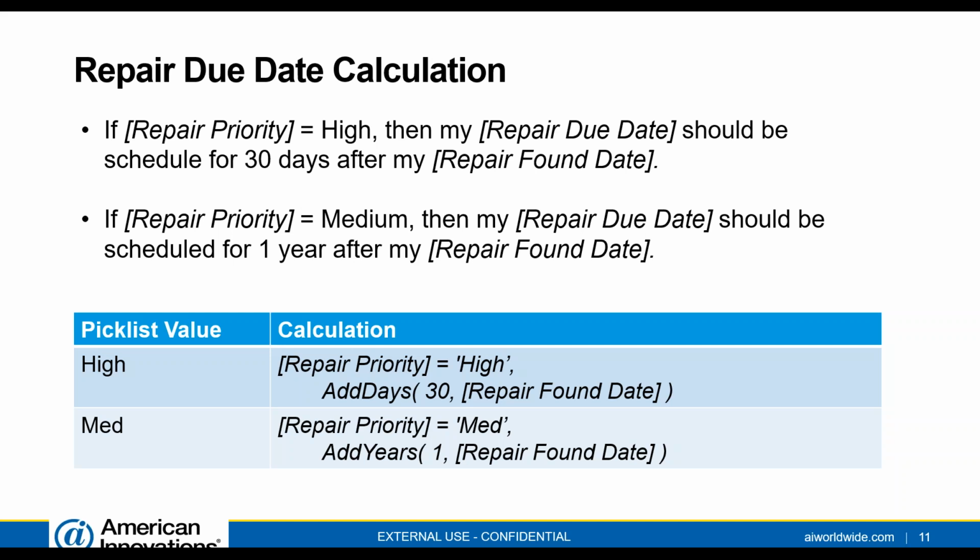And you can see the calculations below, where I'm looking to see if the priority is equal to high. Then I'm using a function called add days, where the first argument of the function is where that 30 is. The first argument is the number of days I want to add, and the second argument is the date that I want to add it to. In this case, I want it to be added to my repair found date. For repair priority equal to medium, I'm going to use an add years function, which is really similar in syntax to add days, except it's just going to add years. So I'm going to add 1 year to my repair found date to get my calculated repair due date for each of these cases.